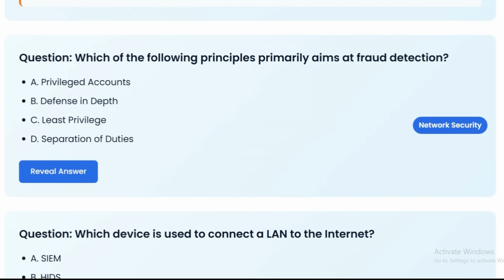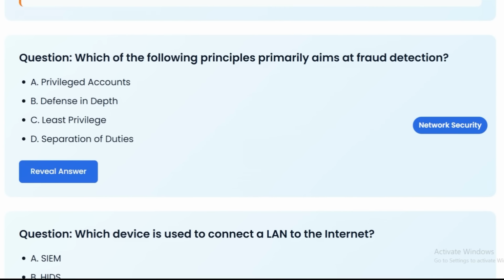Question: which of the following principles primarily aims at fraud detection? A. Privileged accounts. B. Defense in depth. C. Least privilege. D. Separation of duties. So what's a privileged account, defense in depth, least privilege, separation of duties? We talked about this briefly in the previous domain, especially about least privilege and defense in depth. So let's see the answer.